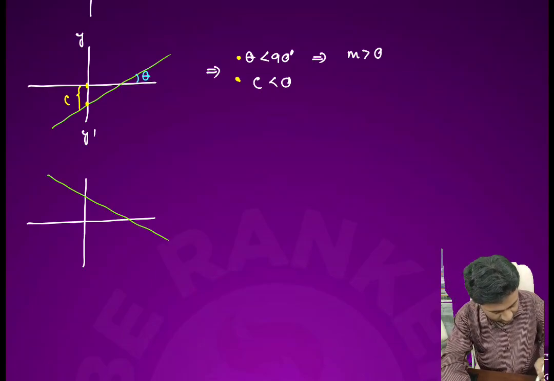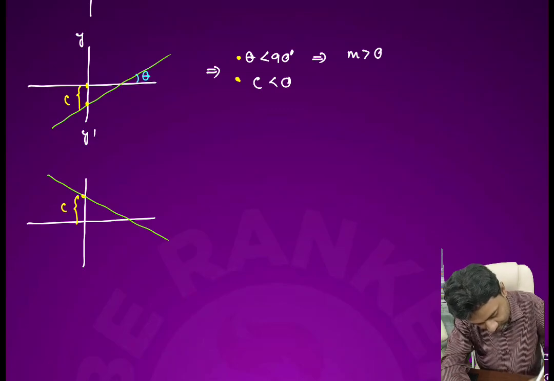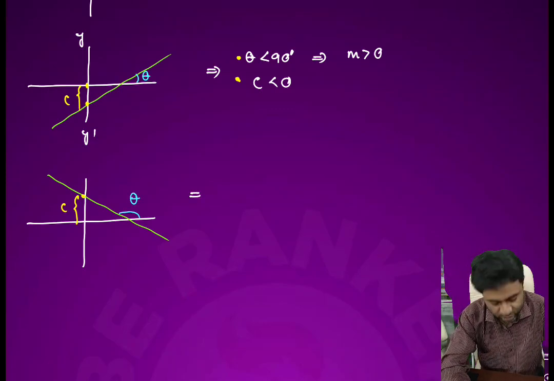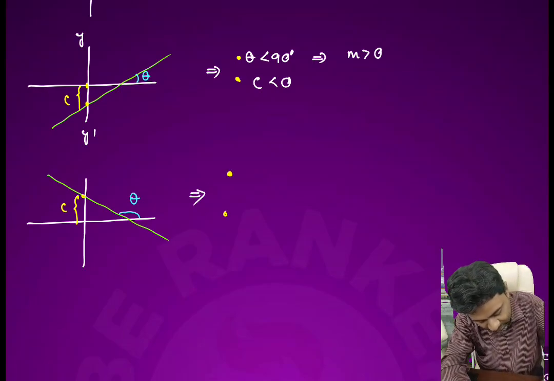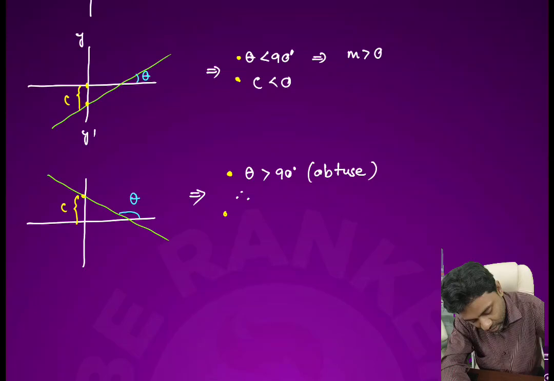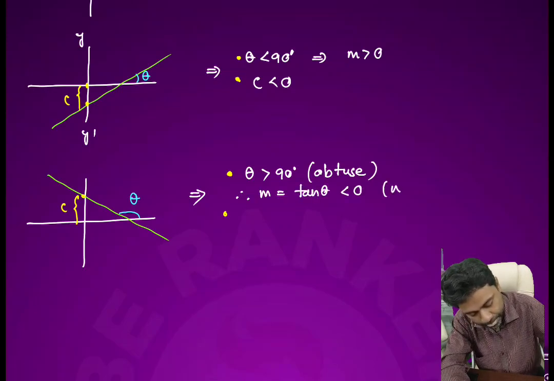There might be two other forms of this graph. If the graph would assume this form, however, take a look. This is the c, y-intercept. But look at the angle of inclination. This is the angle of inclination, theta. So again, you can clearly see here that theta is now greater than 90 degree. That is, theta is an obtuse angle. So the slope, that is tan theta, would be negative.